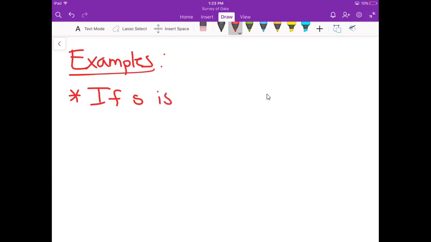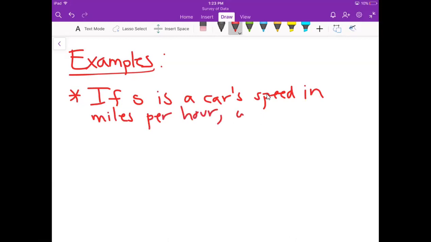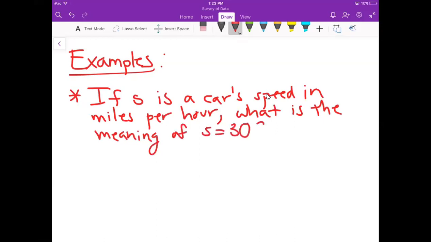If S is a car's speed in miles per hour, what is the meaning of S equal to 30? So S starts out as a variable here.